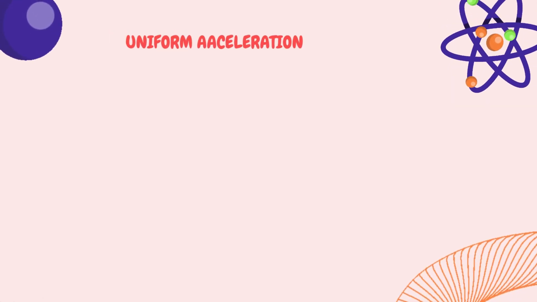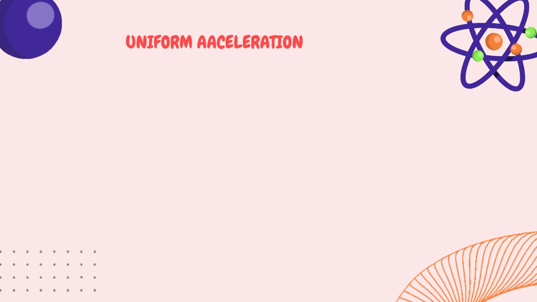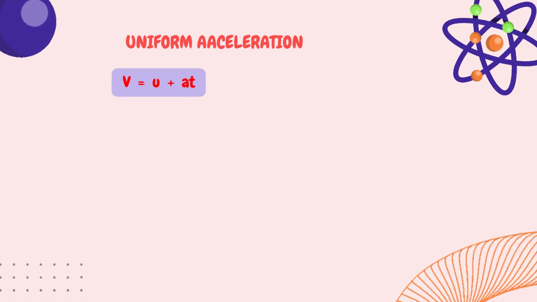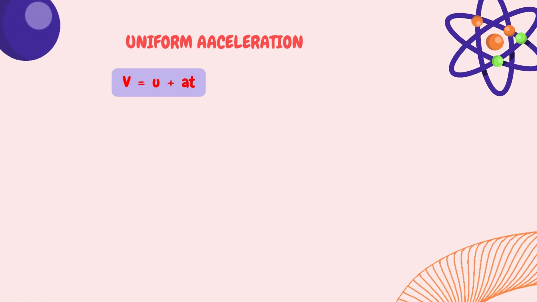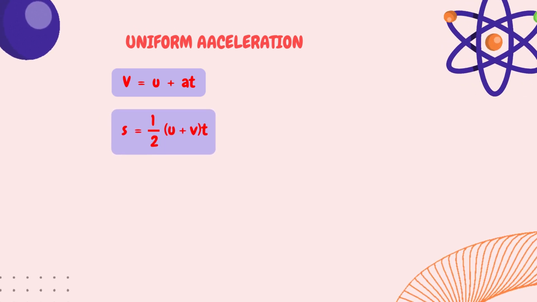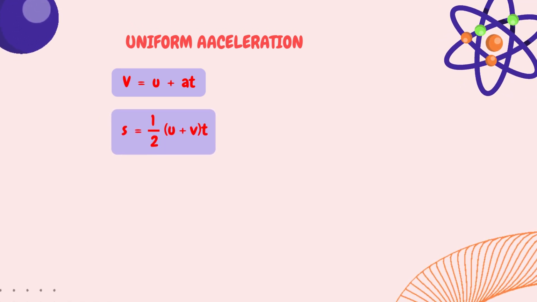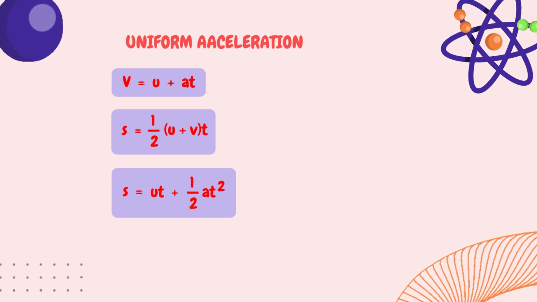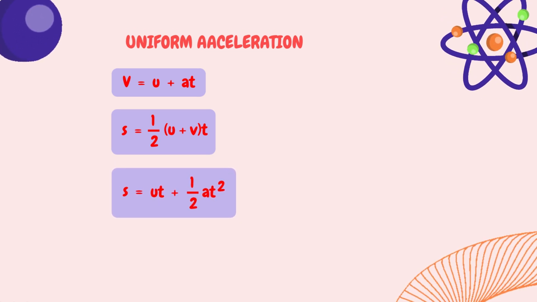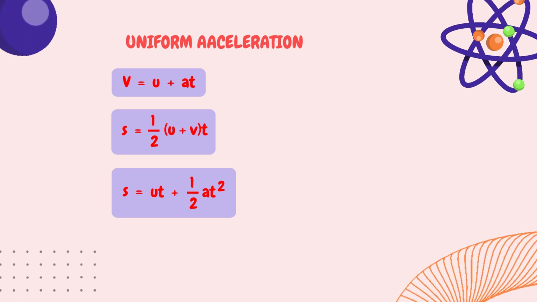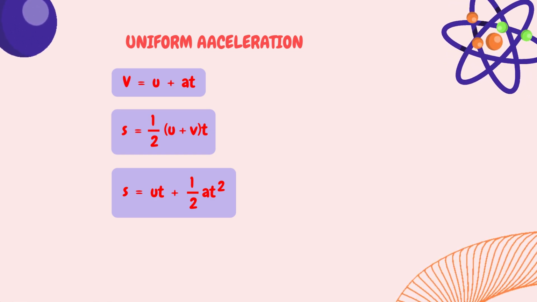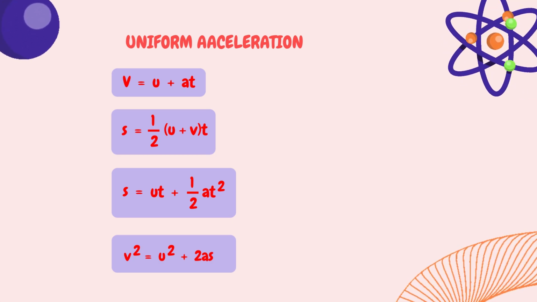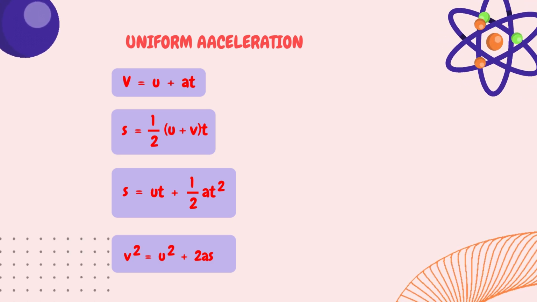To calculate the motion of an object moving with uniform acceleration, the 4 equations are used. The first equation: final velocity is equal to initial velocity plus acceleration times time. The second equation: displacement is equal to 1/2 (initial velocity plus final velocity) times time. The third equation: displacement is equal to initial velocity times time plus 1/2 times acceleration times time squared. And the fourth equation: final velocity squared is equal to initial velocity squared plus 2 times acceleration times displacement.